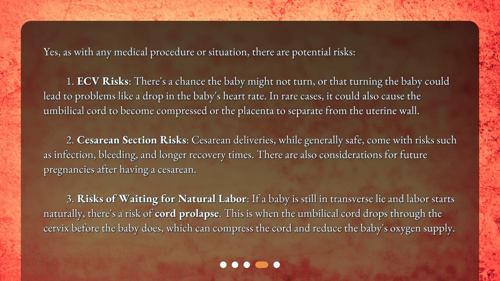2. Cesarean section risks. Cesarean deliveries, while generally safe, come with risks such as infection, bleeding, and longer recovery times. There are also considerations for future pregnancies after having a cesarean. 3. Risks of waiting for natural labor. If a baby is still in transverse lie and labor starts naturally, there's a risk of cord prolapse. This is when the umbilical cord drops through the cervix before the baby does, which can compress the cord and reduce the baby's oxygen supply.